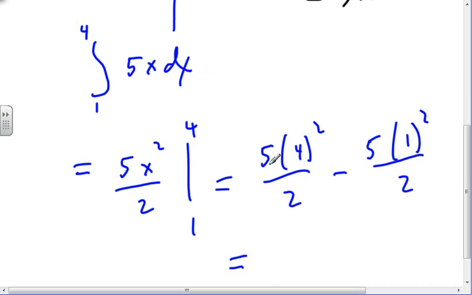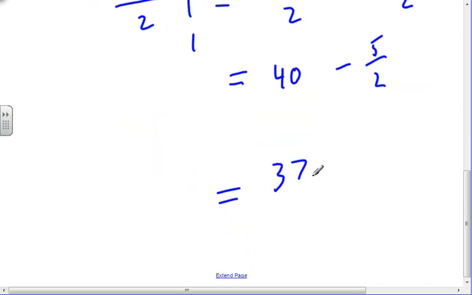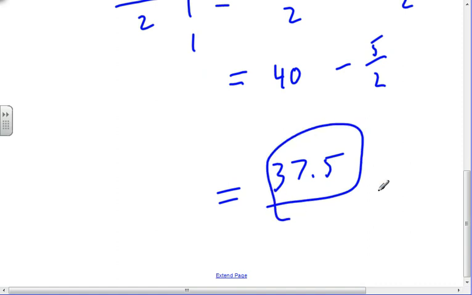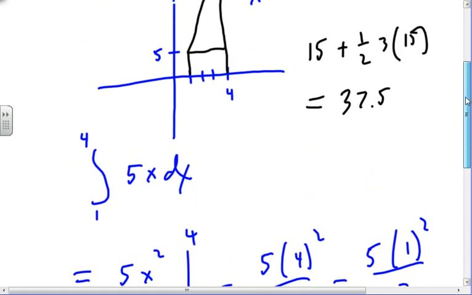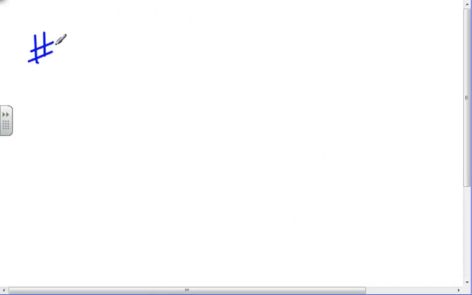Okay, so that's 16 times 5, which is 80, divided by 2 is 40, minus 5 halves. 40 minus 5 halves is 37.5. Is that what we're looking for? 37.5. Lucky guess. All right, moving on to number 14. Number 14.